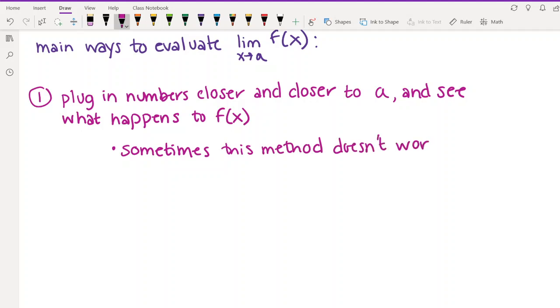Maybe I'll put my little warning symbol. So an example of where this method would fall apart is, let's say that you were trying to evaluate the limit as x approaches 0 of sine of pi over x.